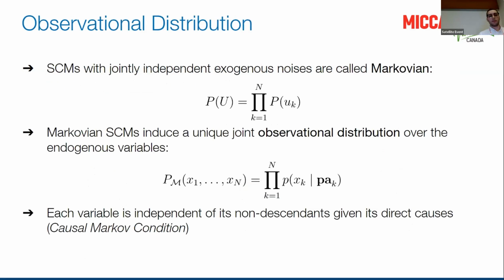Okay, so then the observational distribution over this Markovian SCM is unique. It's a Markovian SCM because all the exogenous noises are jointly independent, so they factorize across all the nodes. And each variable in the graph is independent of its non-descendants given its direct causes. This is known as the causal Markov condition.